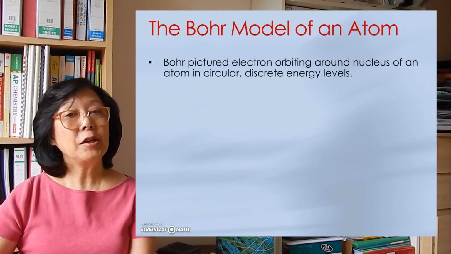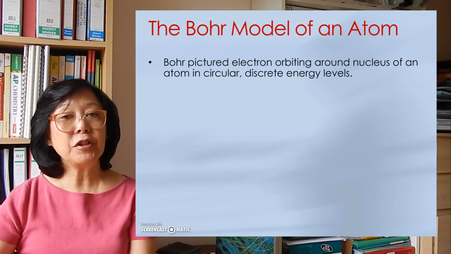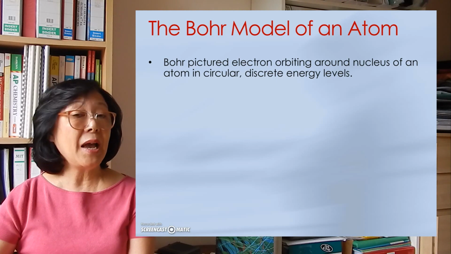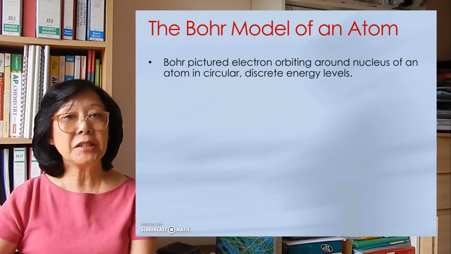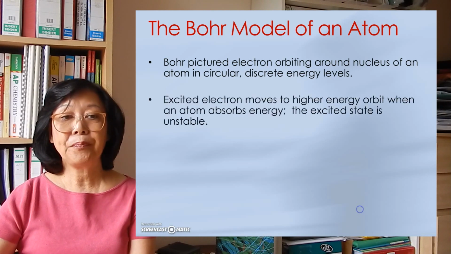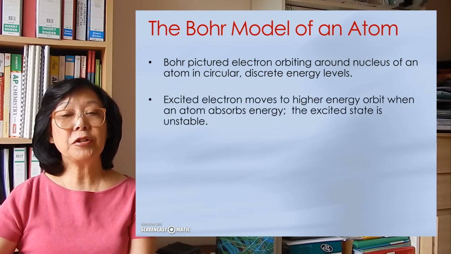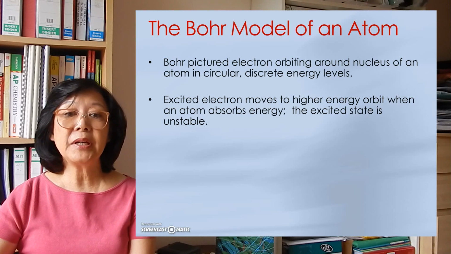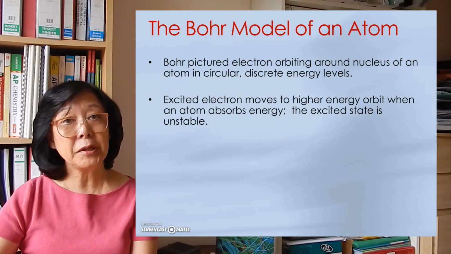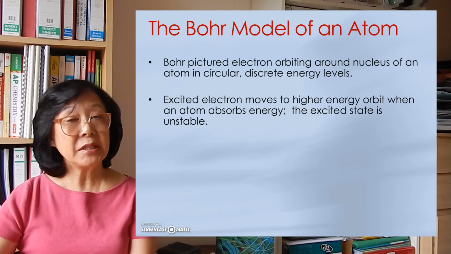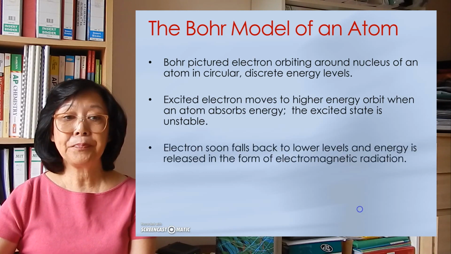Niels Bohr pictured an atom as having the nucleus in the center, and surrounding it are energy levels, and the electron would orbit around the nucleus at different energy levels. He also pictured that excited electrons can jump from a lower to a higher energy level when they absorb energy, but the excited state is unstable.